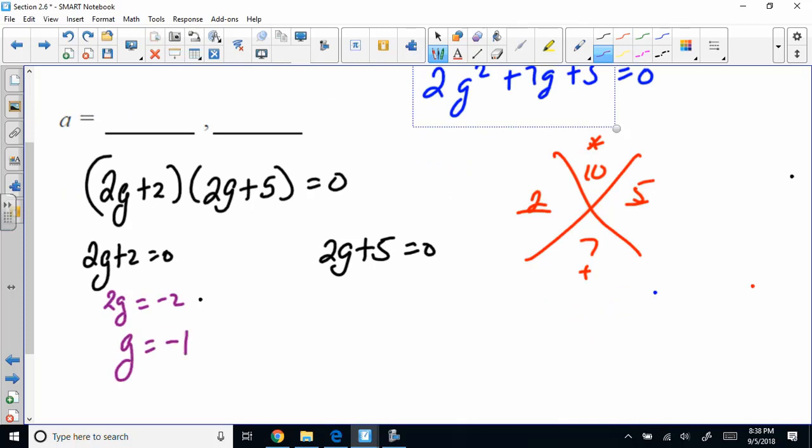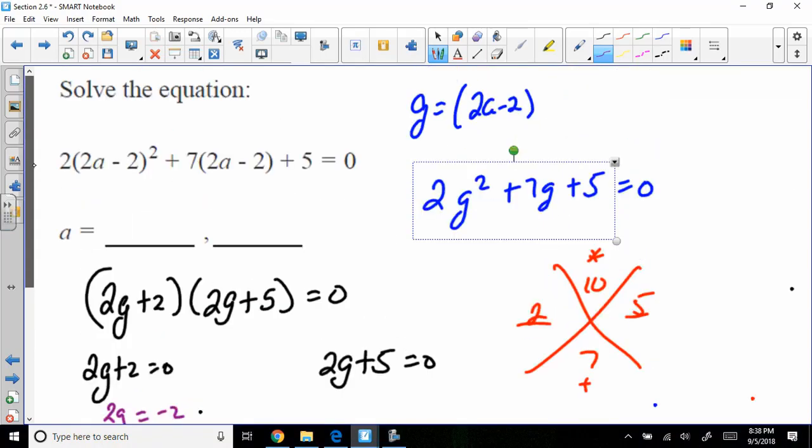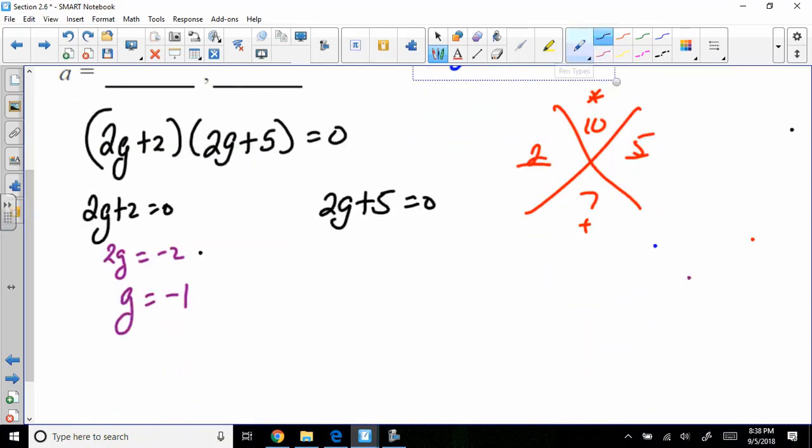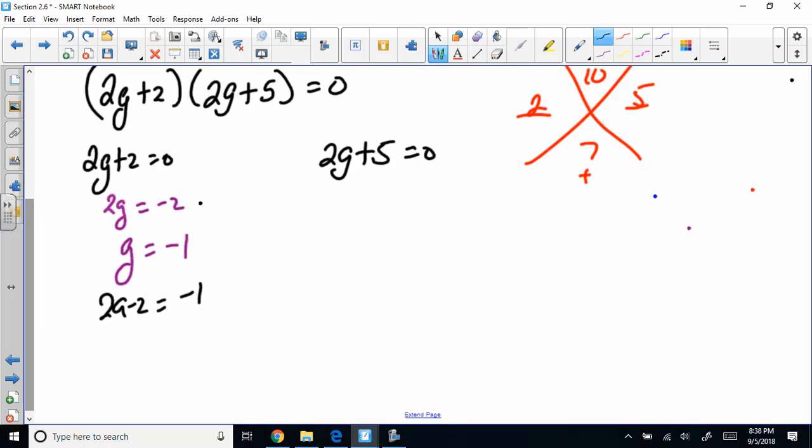But I'm not done, am I? No, because what's g? 2a minus 2. So now I'm going to do 2a minus 2 equals negative 1. And that's going to give me a plus 2. So that's 2a equals 1. A equals 1 half, right? Did you get 1 half? Sweet. Okay. And now let's do it over here.